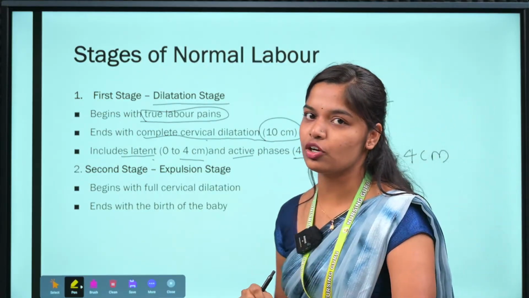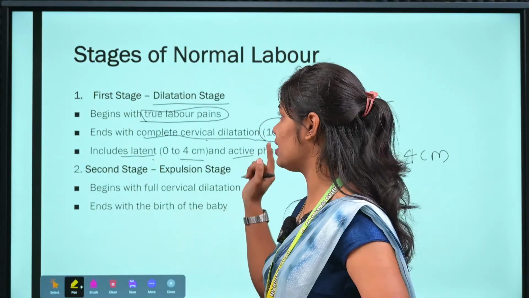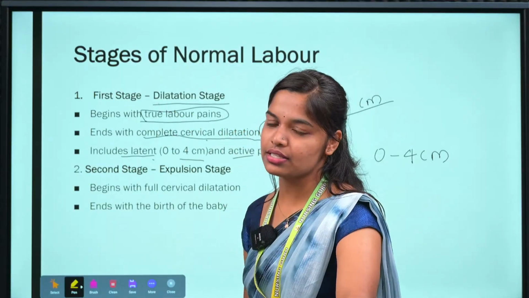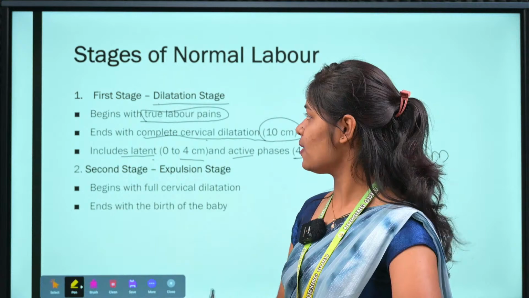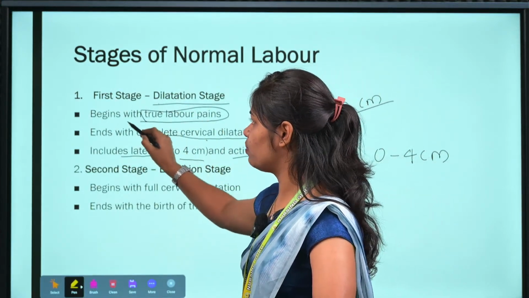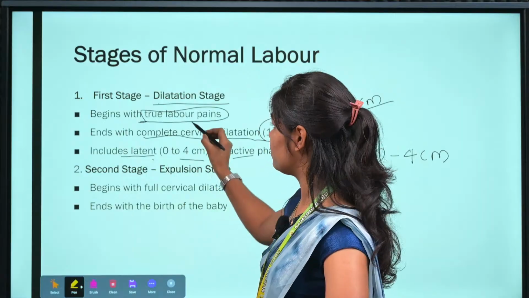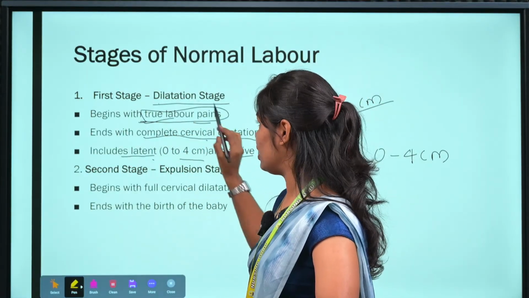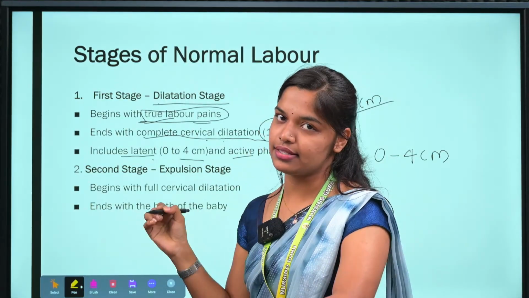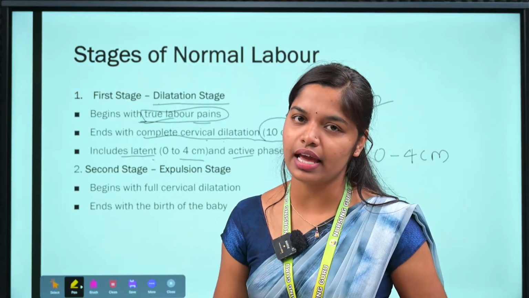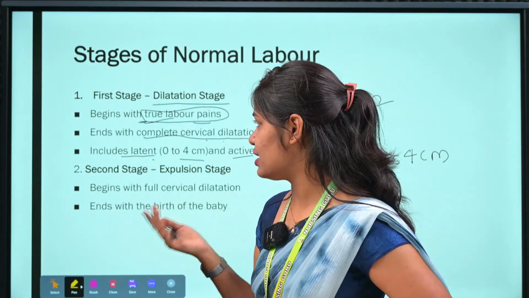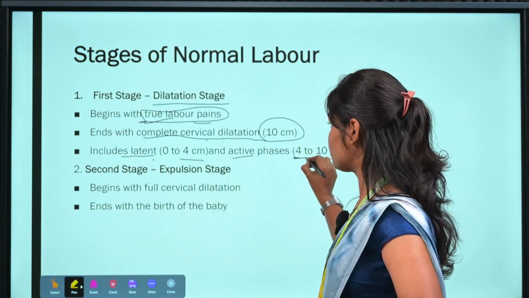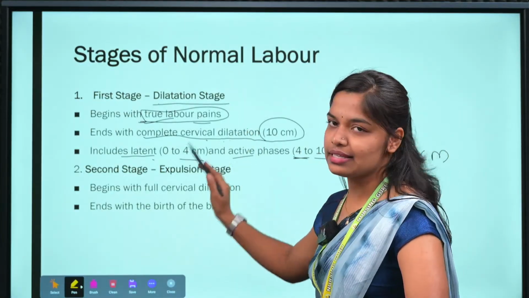So in the stages of normal labor, the first stage is the dilatation stage. As the name indicates, the cervix is going to dilate until 10 centimeter. The first stage begins with true labor and ends with cervical dilatation of 10 centimeter. The phases of cervical dilatation are the latent phase and the active phase. The latent phase starts from 0 to 4 centimeter dilatation. The active phase starts from 4 to 10 centimeter. This is regarding the first stage.